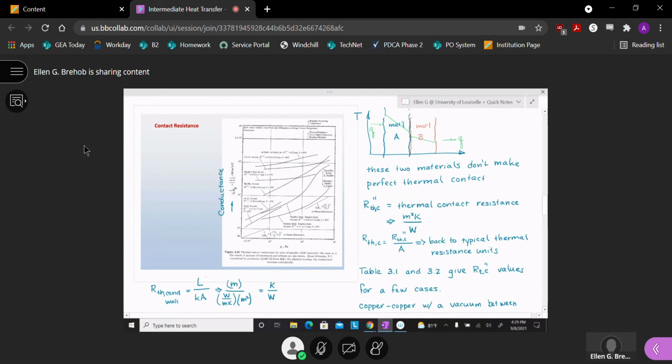Okay, and they've even written this out. So they've got 1 over area times the thermal contact resistance. And if I was writing it in our book's notation, it would be 1 over R T C double prime. So just think of it as the reverse of a thermal resistance element. And then on this axis, they have got clamping pressure.